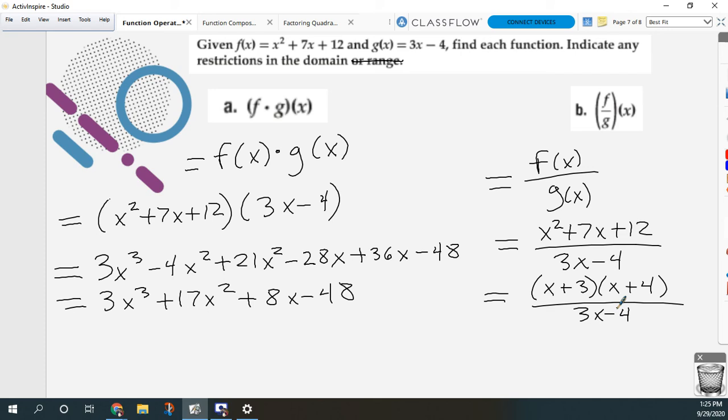This one's going to be a lot easier. So remember that whatever's in our denominator cannot equal 0. So I would add 4 and then divide by 3. So that would be my domain restriction. And this would be much more similar to something that I would ask you in your homework or on a test. So as long as we can do something like this, we're okay.